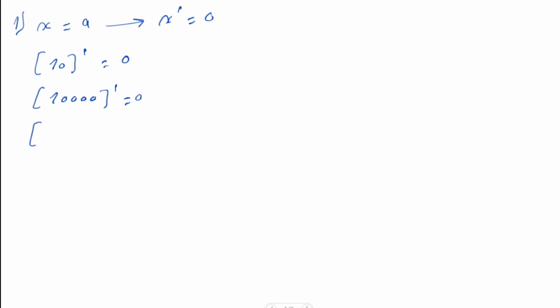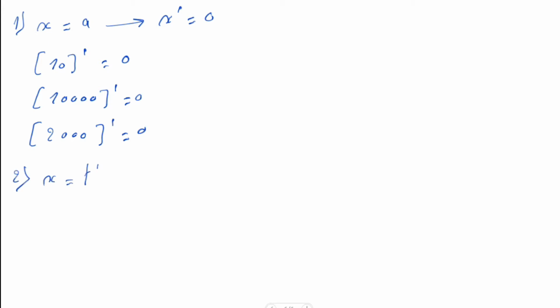So now, rule number 1. If x equals constant a, then x prime is 0. For example, the derivative of 10 is 0. The derivative of 1000 or 10,000 is 0. The derivative of any constant number is 0.